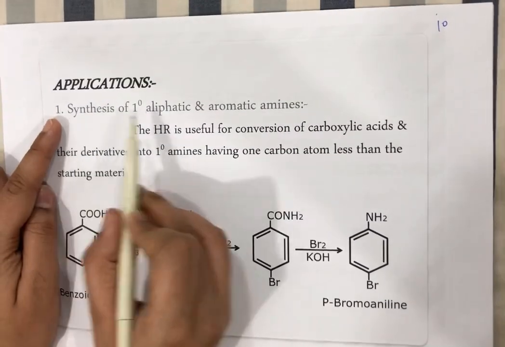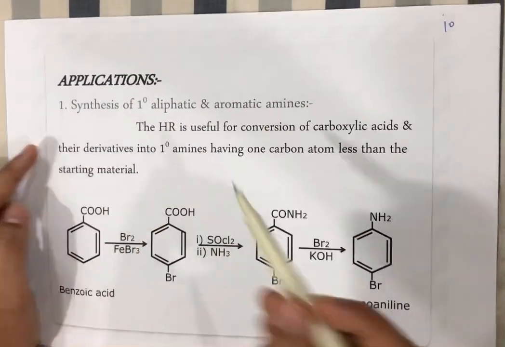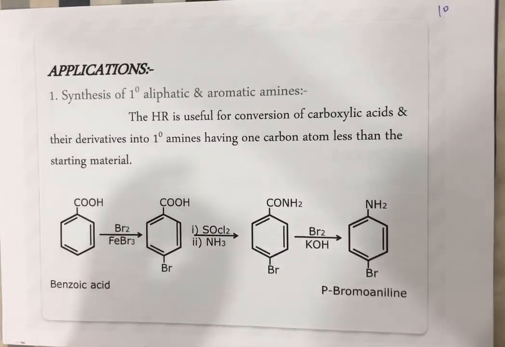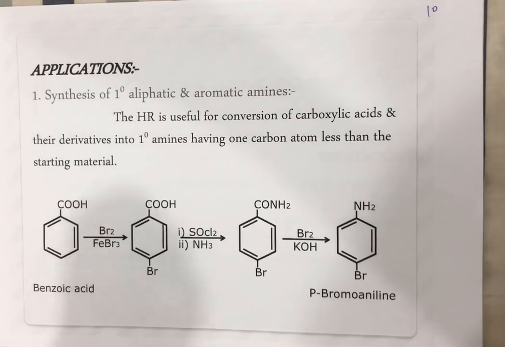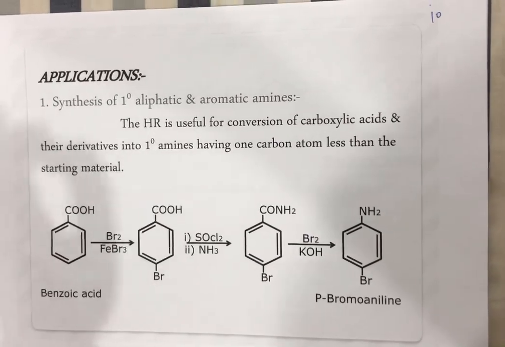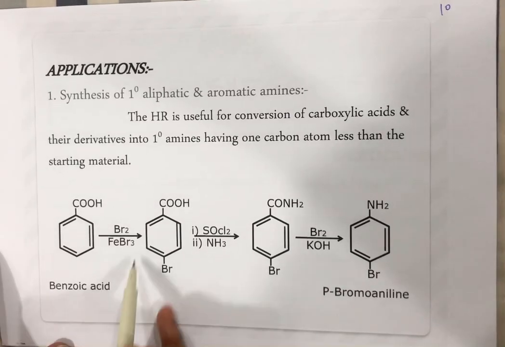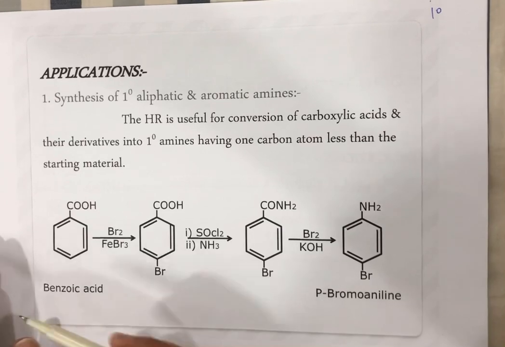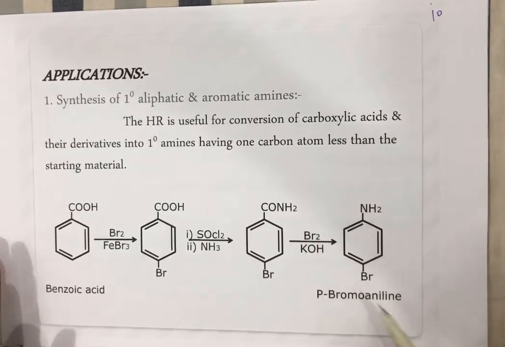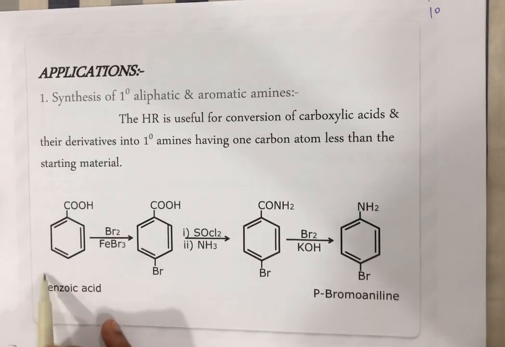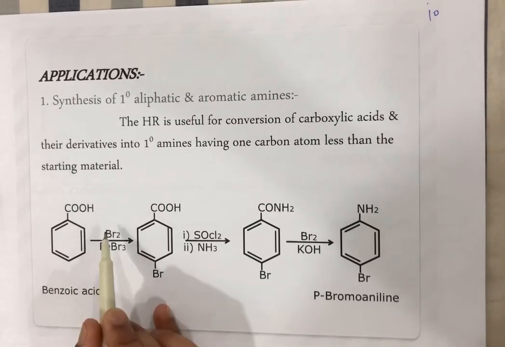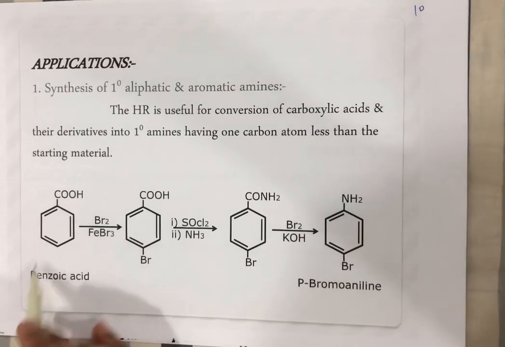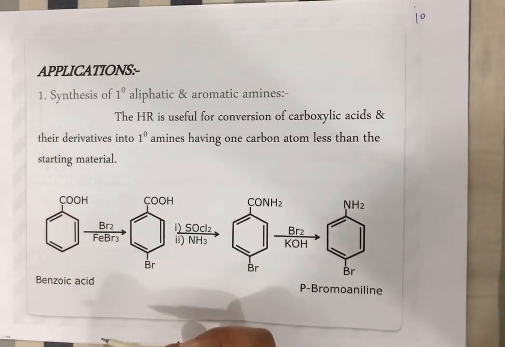First, synthesis of primary aliphatic amine and aromatic amine. The Hofmann reaction is useful for the conversion of carboxylic acids and their derivatives into primary amine having one carbon atom less than the starting material. Here we will see the conversion of benzoic acid into bromoaniline. One molecule of benzoic acid will react with bromine and in the presence of FeBr3, it will convert into para-bromobenzoic acid.